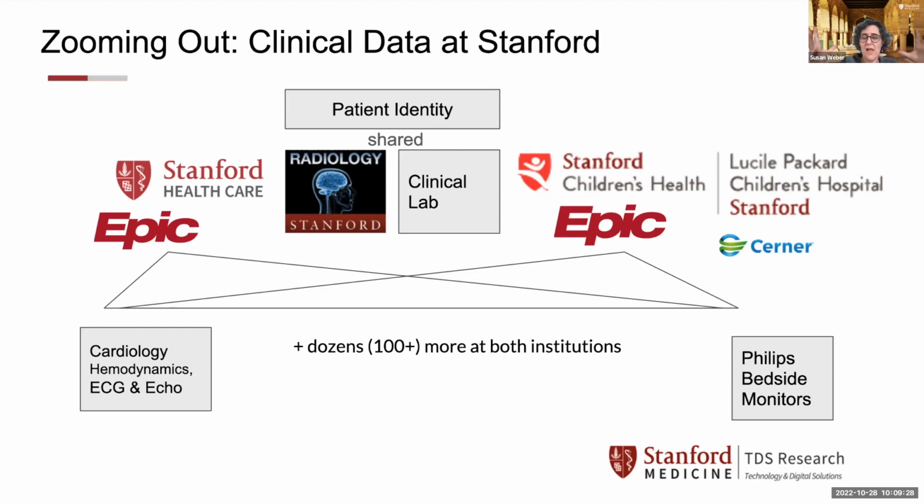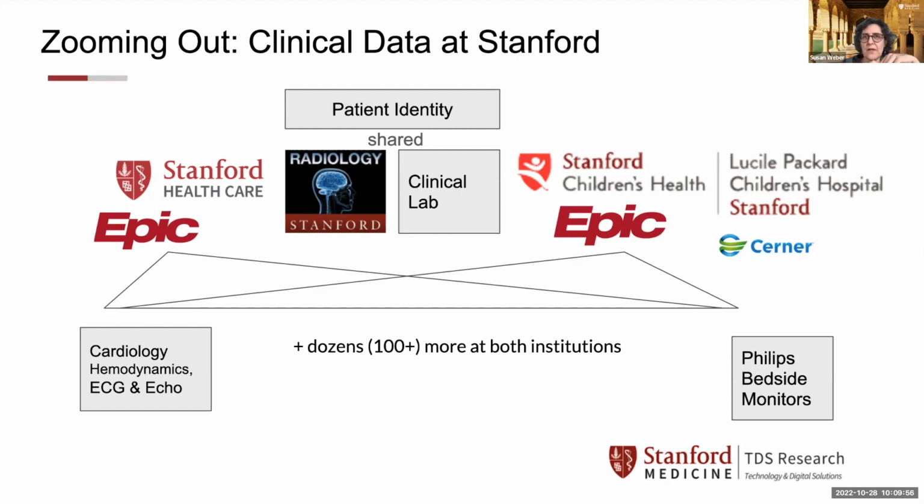The 2 hospitals also share a few really large services. One of the services they share is patient identity. If you come to Stanford as a patient, you can go between the 2 hospitals, and you'll still have the same identity. The radiology department is shared because it generates so much data. It's measured in the petabytes. There is one set of radiology servers for both hospitals.